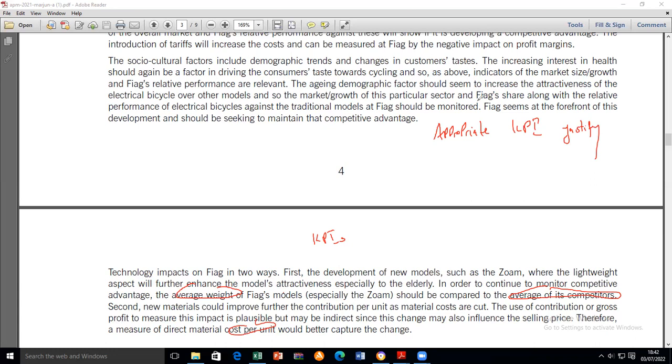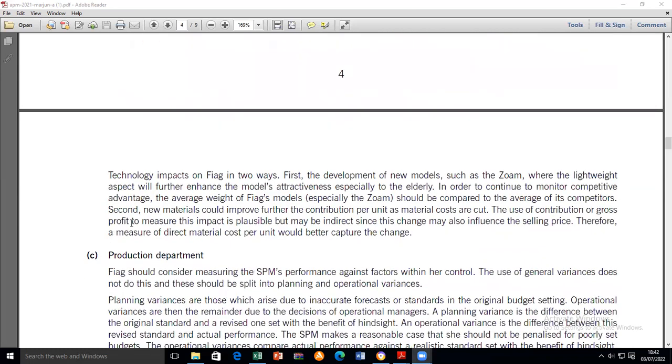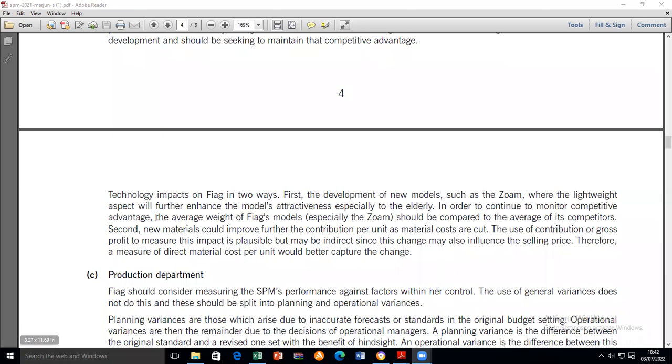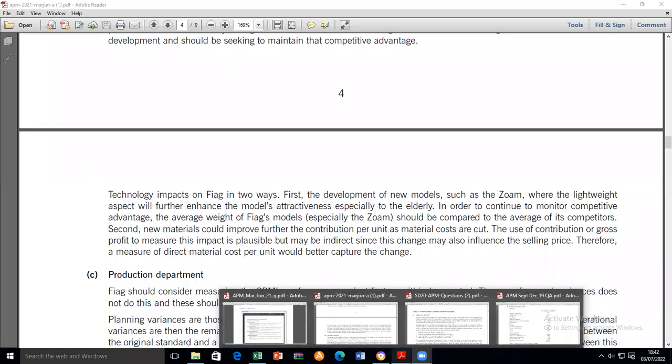The learning point in this question was the planning and operations variances. I think that's where the learning was. The learning here was how the use of planning and operation variances could assist.